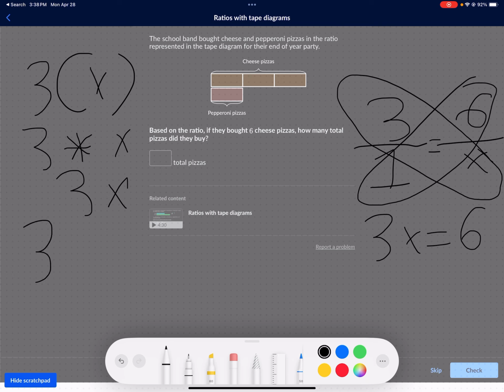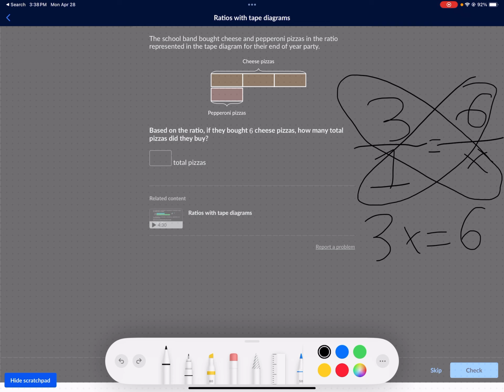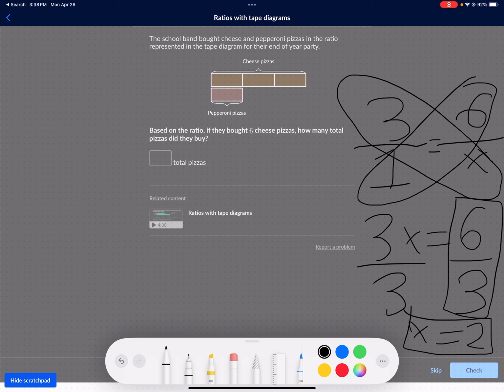This could be written as x times 3. It doesn't matter. For the purpose of this tutorial and simplicity, I will write it as 3x without parentheses. Now, to get rid of this 3 and isolate x alone, we divide by 3 on both sides. So x is equal to, what's 6 divided by 3? 2. So since x is equal to 2, what does this mean for our pepperoni pizzas?